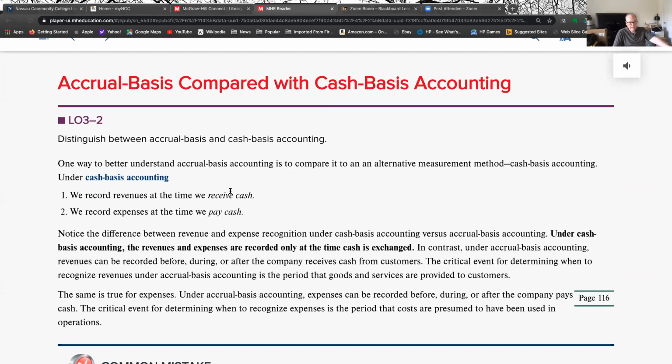I don't even want to talk about cash basis accounting because we're not going to do it. Cash basis accounting is not considered generally accepted accounting principle, right? So why even bother with it?